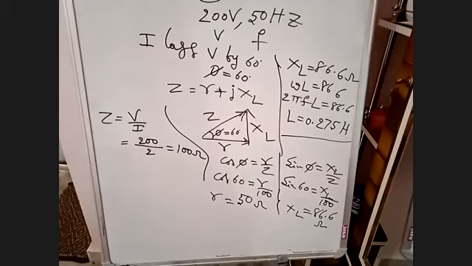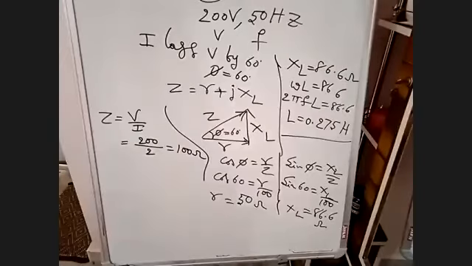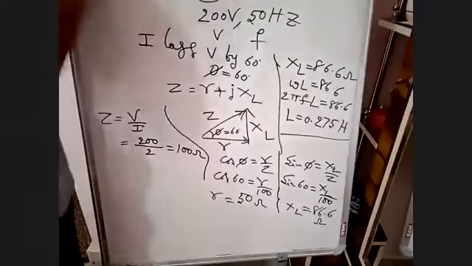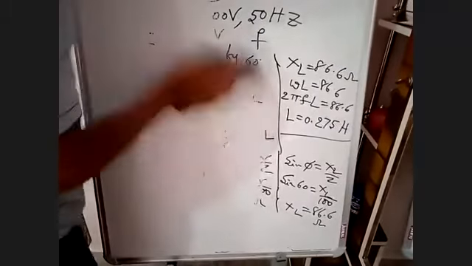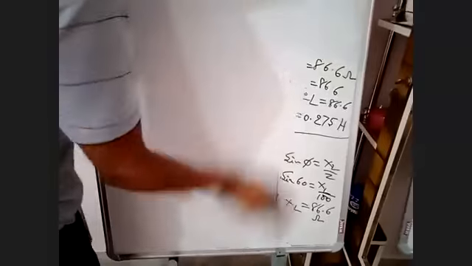Are you getting an L value of 0.275? Yes, sir. Okay. So the unit of XL is ohms, and the unit of inductance L is Henry. This type of simple problem they will ask for 5 marks in the exam. Okay, next problem.